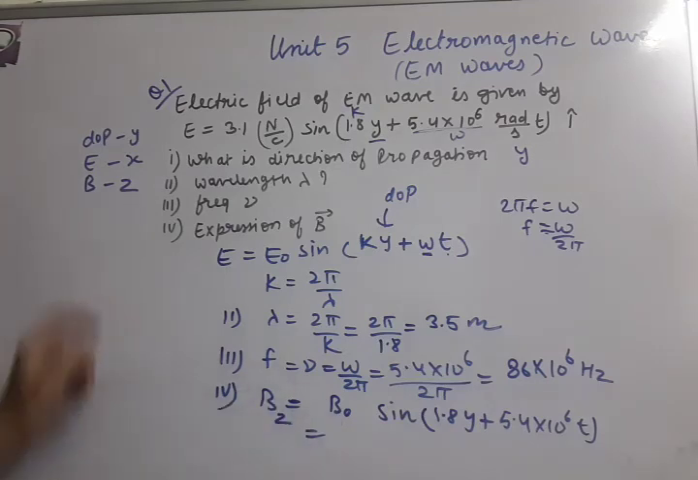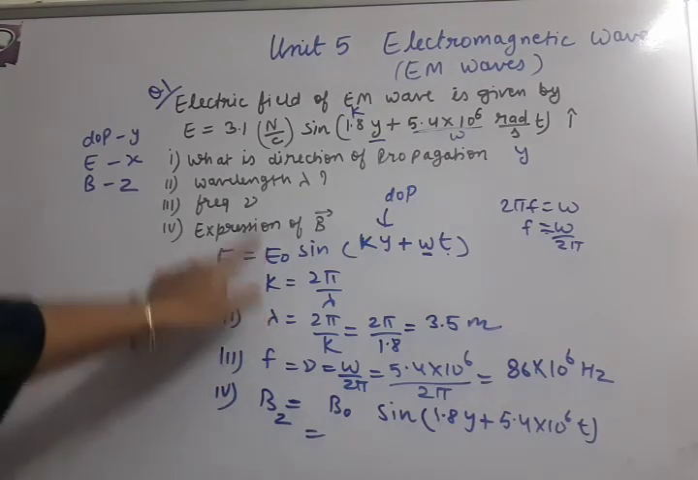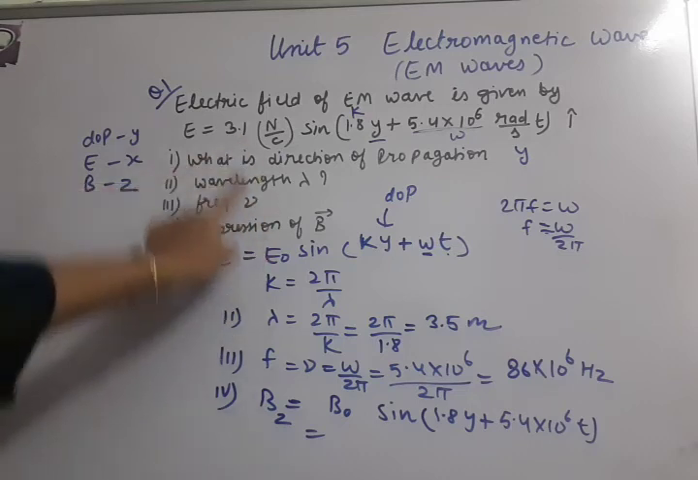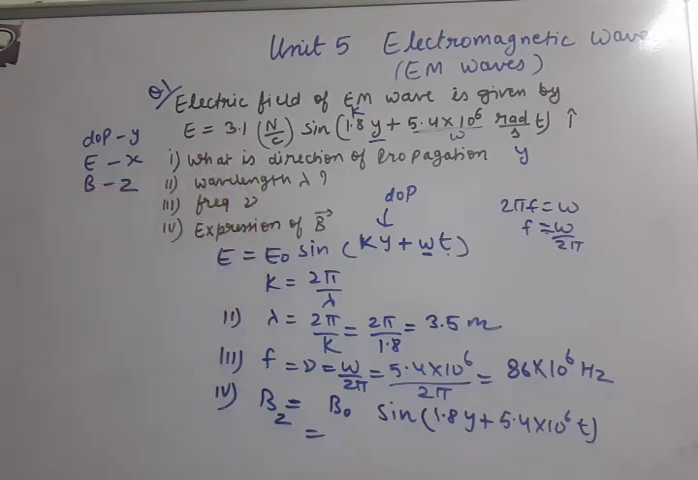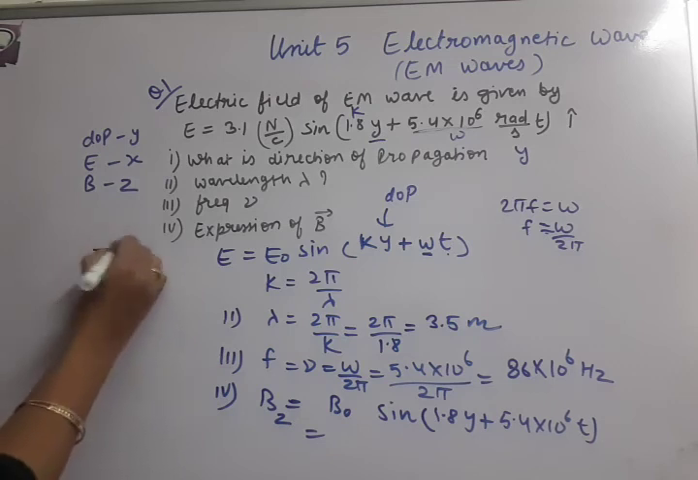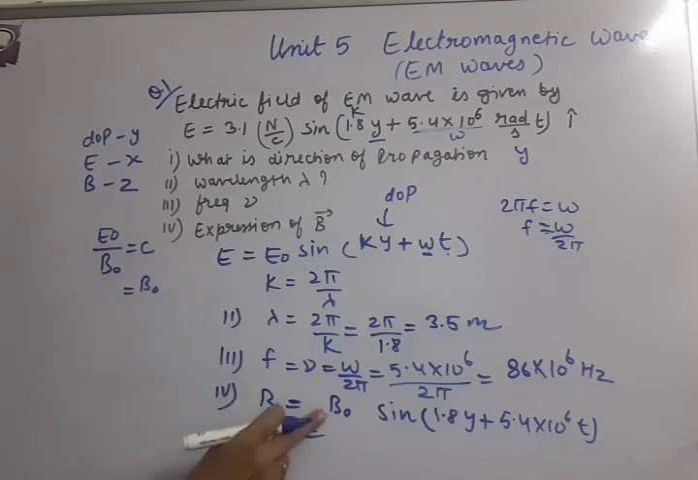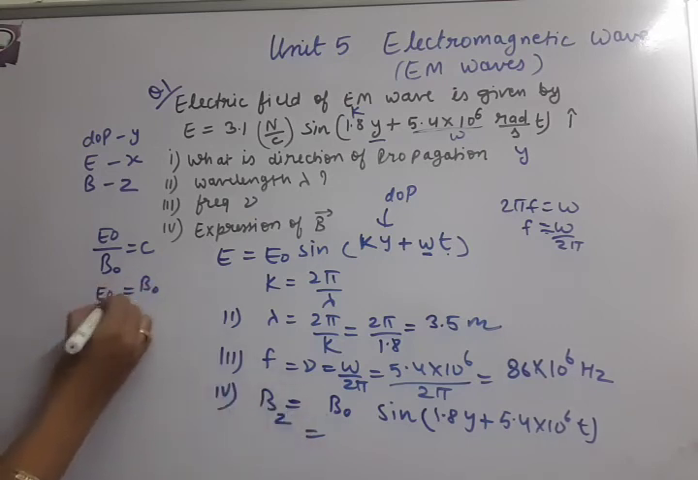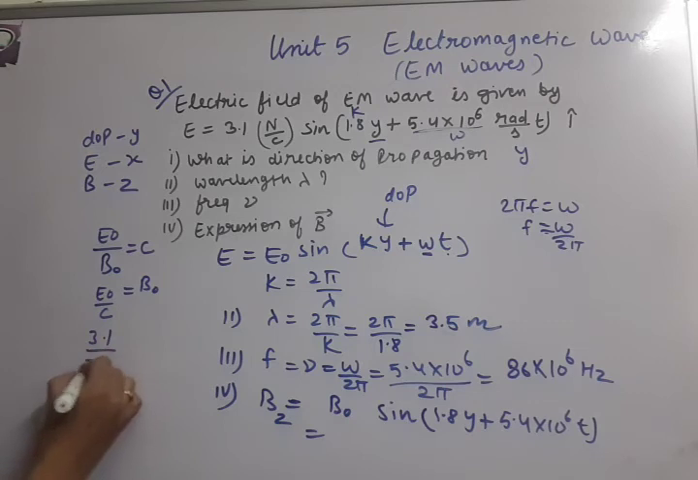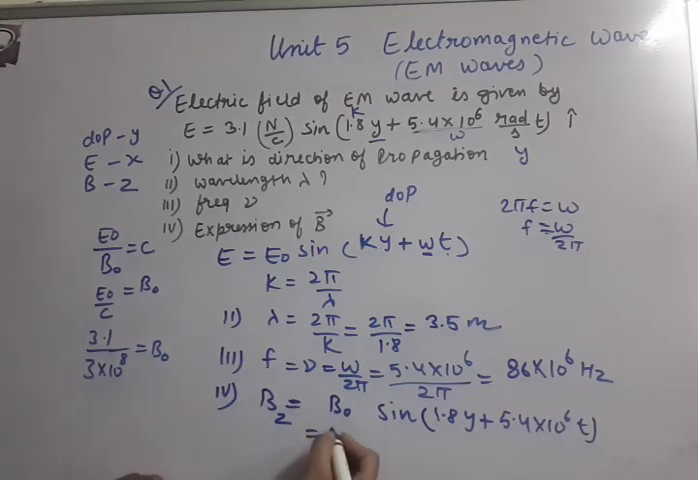How to get B0 now? So you already know E0 value is 3.1. Let us just compare. अगर E0 पता है तो B0 निकल सकता है। फॉर्मूला क्या है? E0 upon B0 equal to C. So B0 we need to solve, B0 चाहिए, कितना हो जाएगा E0 upon C, so 3.1 upon C. This will be the answer of B0. So it is coming around 100 nano, 10 raised to power minus 7 around.